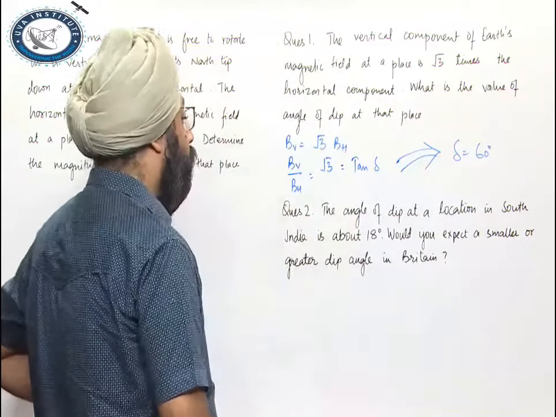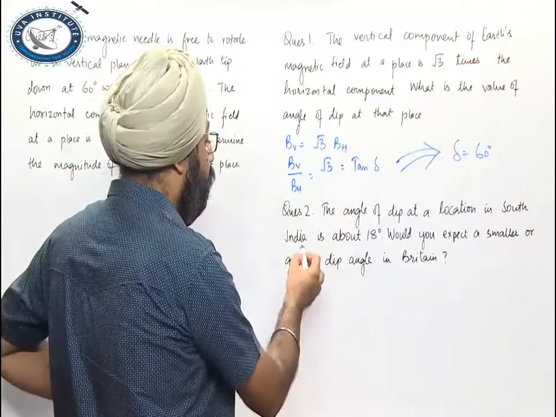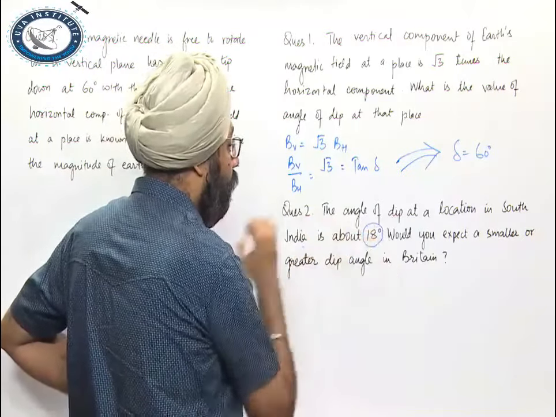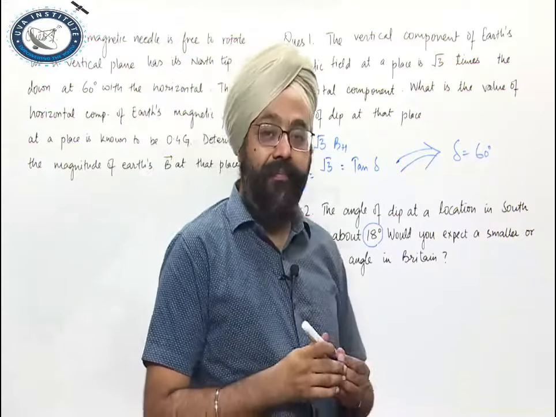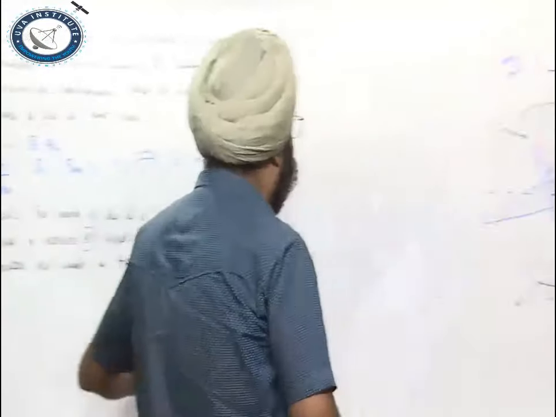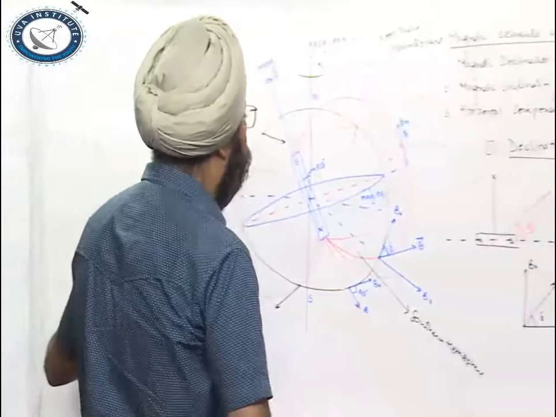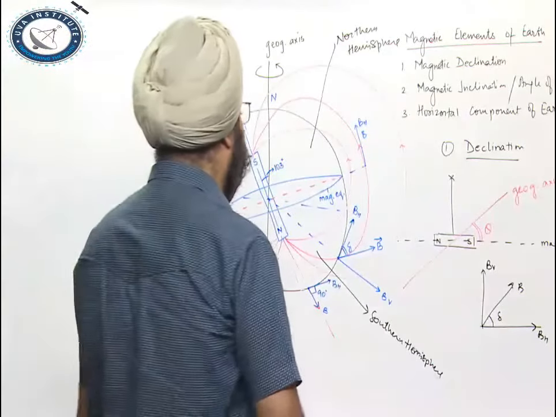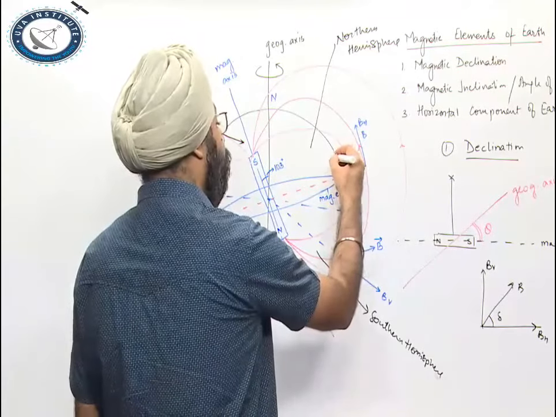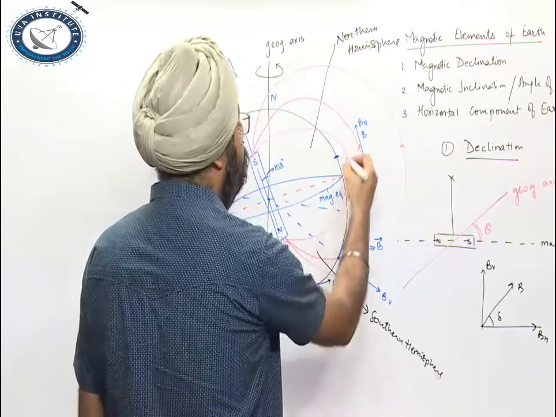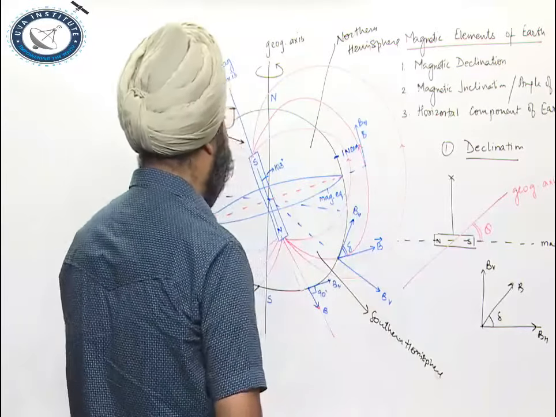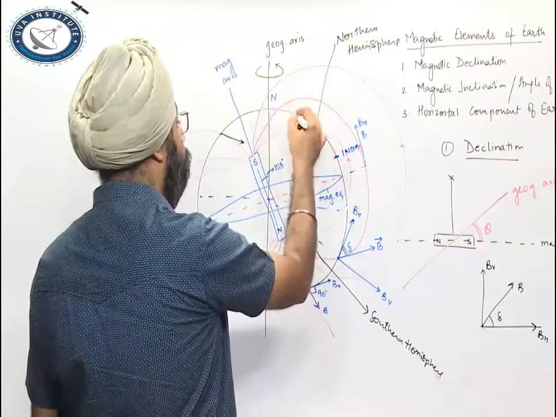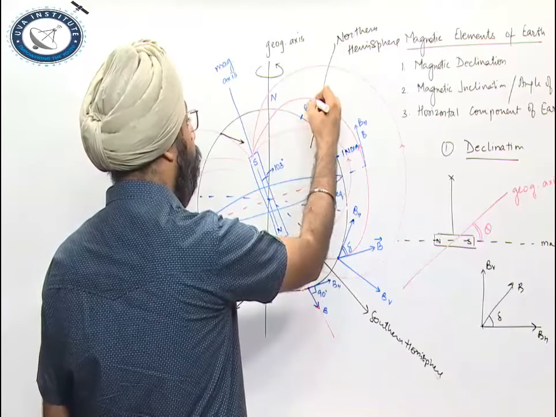Second question, the angle of dip in southern India is about 18 degrees. Would you expect a smaller or greater dip angle in Britain? Now you can see this figure. Angle of dip is 18 degrees, that means we are living somewhere here. This is a region approximately in which India is there.